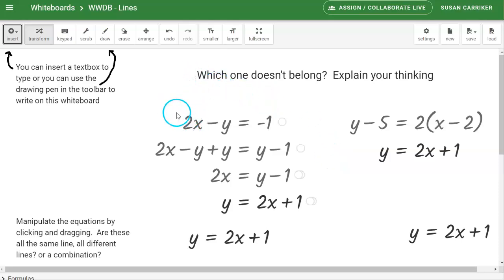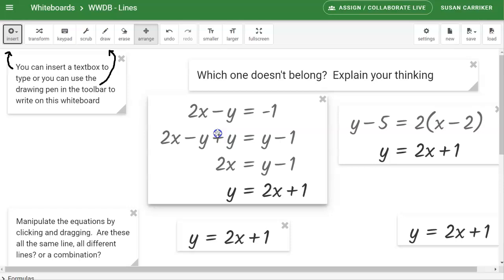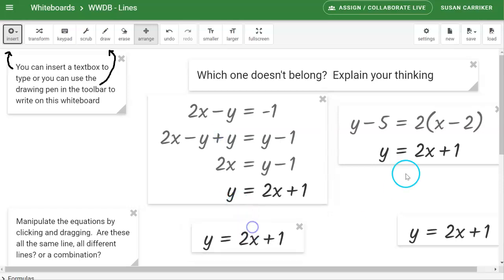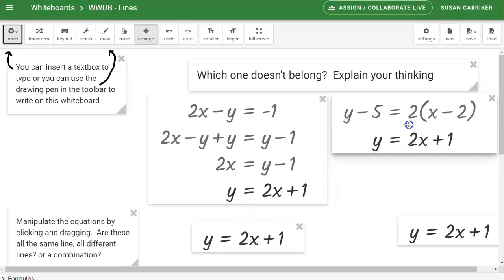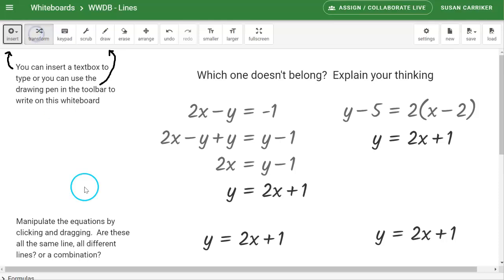If they want to move this around, then they can use this arrange tool, and these turn into little cards that can be moved around. So if they want to move it around, that's how you do it. And then to get back to the way it was, click on transform, and now everything's in place.